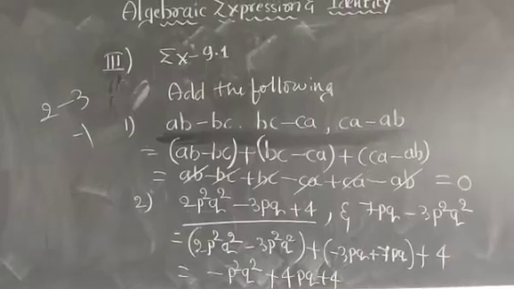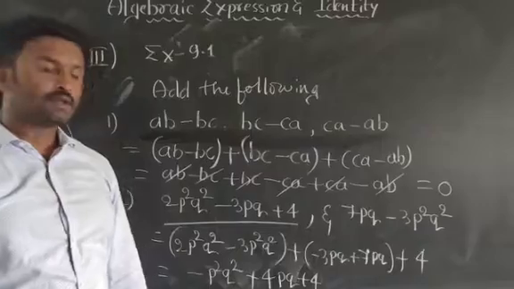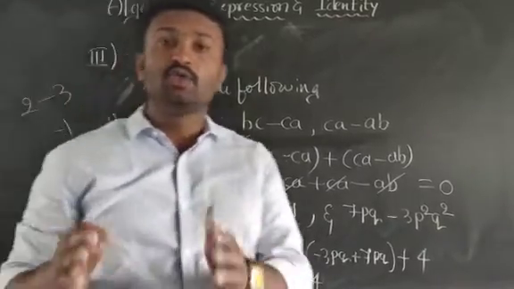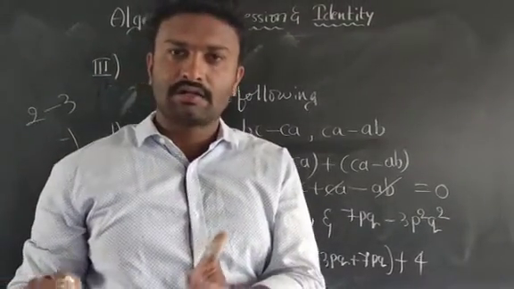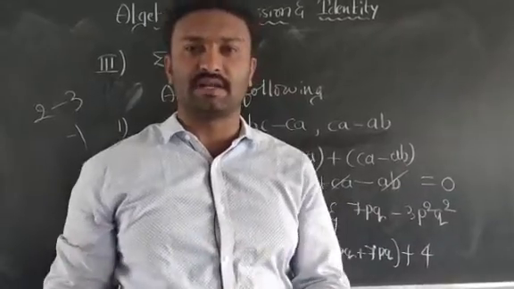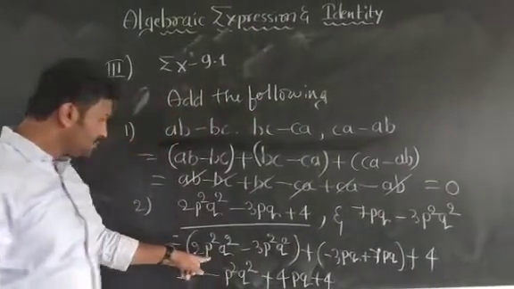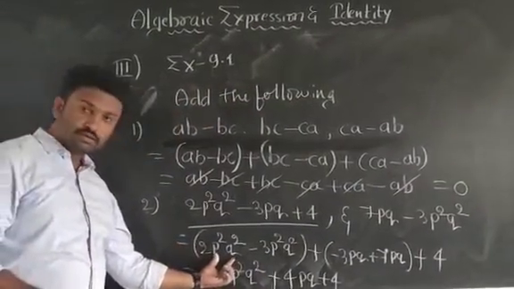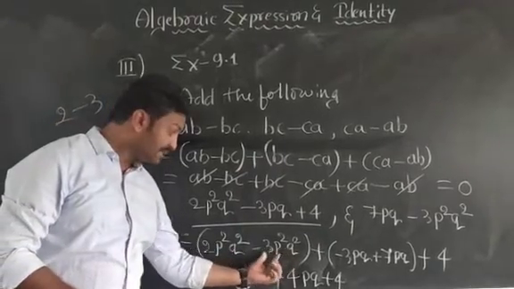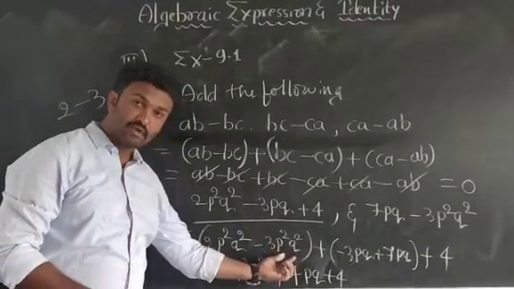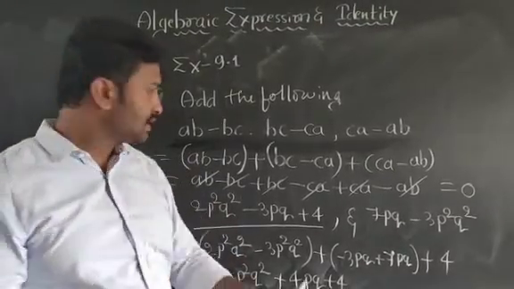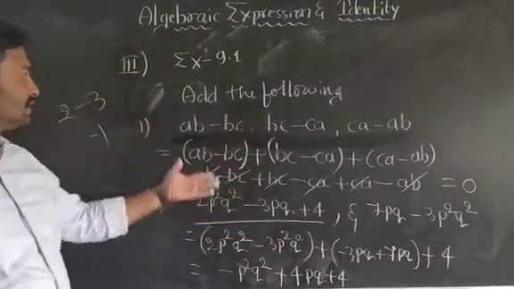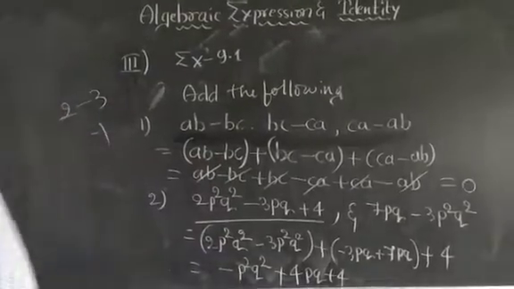This is the way how to add like terms. While adding, you do one thing. First you group like terms, okay? Then it becomes very easy for you people. Here 2p square q square, and this one is minus 3p square q square. You have to group like terms first. This is the way how to add the terms.